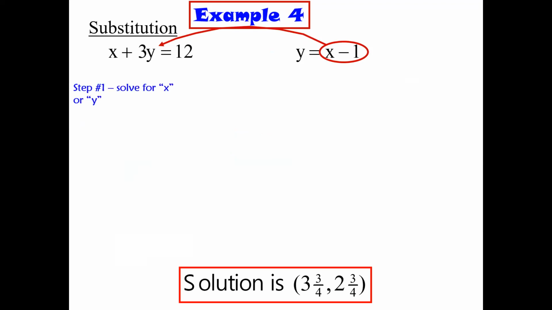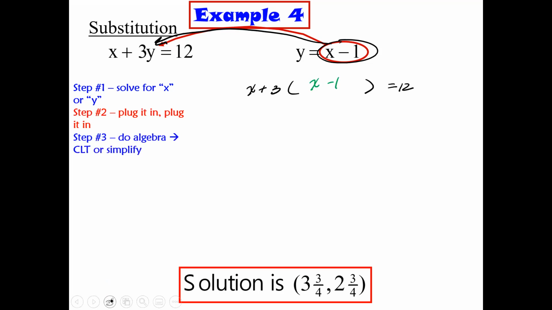All right, so let's take a look at this. You're going to take the x minus 1 and plug it right there for y. So x plus 3 times blank equals 12. And what goes in there? Well, it's x minus 1. Second step is to plug it in, which we did. And then algebraically, we're going to solve for x. So I'm going to multiply the 3 for the distributive property. Combine like terms. Add a 3 on both sides. And then divide it by 4.